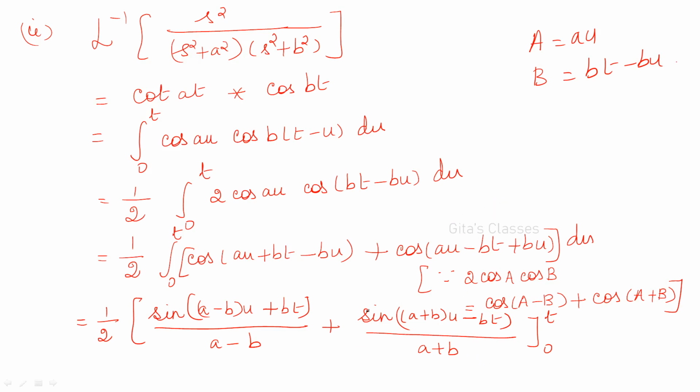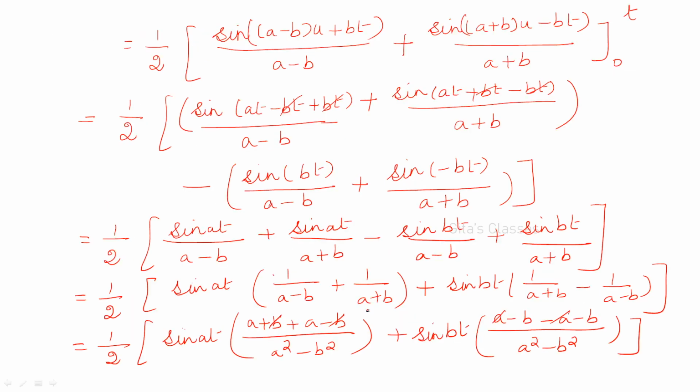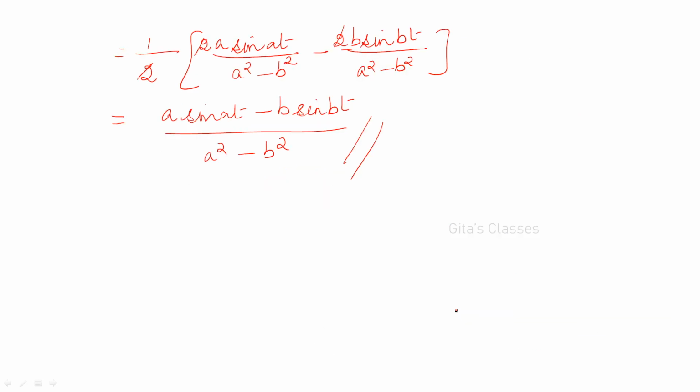Okay, and integrate, then substitute the limits. Upper limit t separately, then minus the lower limit 0. Okay, so these two terms are for the upper limit t. Wherever you have u, replace it by t, and for the lower limit, wherever you have u, replace it by 0, and simplify, you will be getting this function.